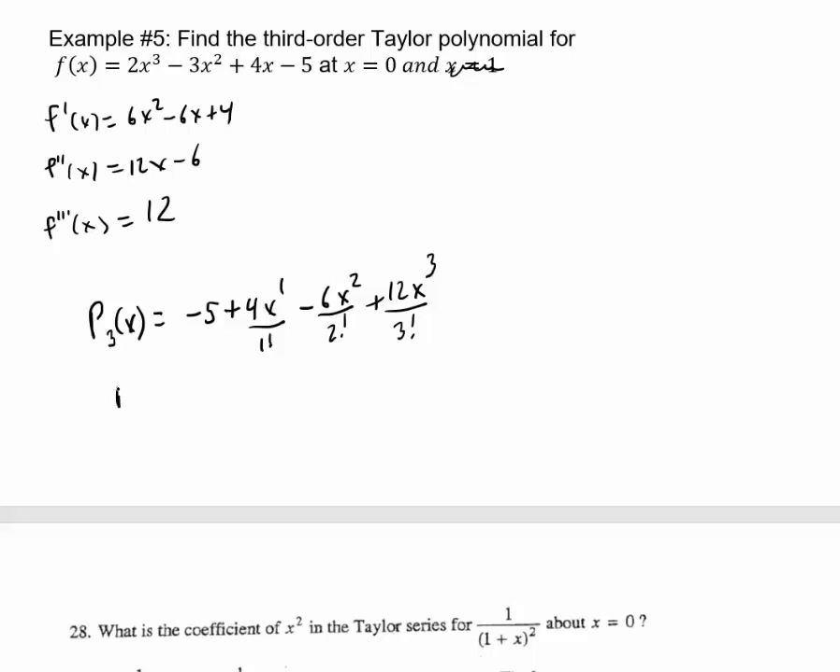And now I am going to simplify this one. So the 3rd degree Taylor polynomial is negative 5 plus 4x, and this time I'm not going to write the 1 exponent of the 1 factorial. 2 factorial is 2, and 6 over 2 gives you 3, so that would be negative 3x squared. And this is 3 factorial, which is 6, and 12 over 6 gives you 2x to the 3rd.